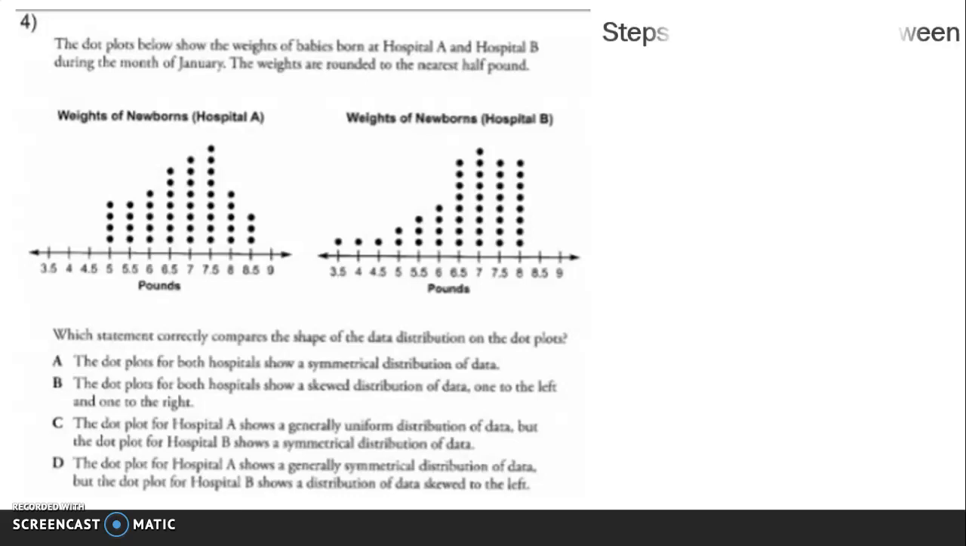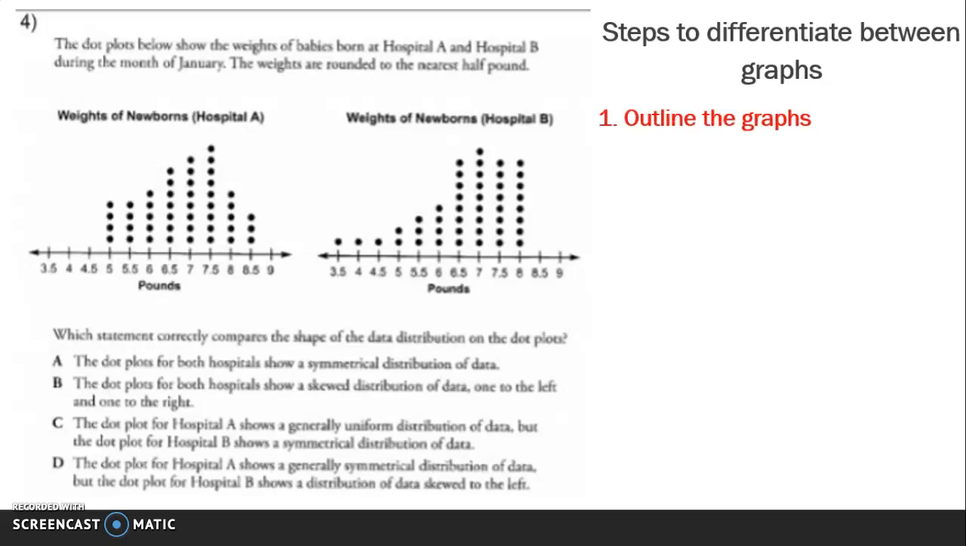So your first step, as always, for this section, is to generalize differentiation, okay? Yesterday we did the 5-number summary. For this specific one, it's not asking for that. It's asking for generalizations. So the number one thing I'm going to say to do to start off is to outline your graphs. Outlining your graphs is going to show us a general form of your graph, and it'll make comparison a little bit easier. So as you can notice, I outlined graph A, and I outlined graph B. So it's just a generalized outline.